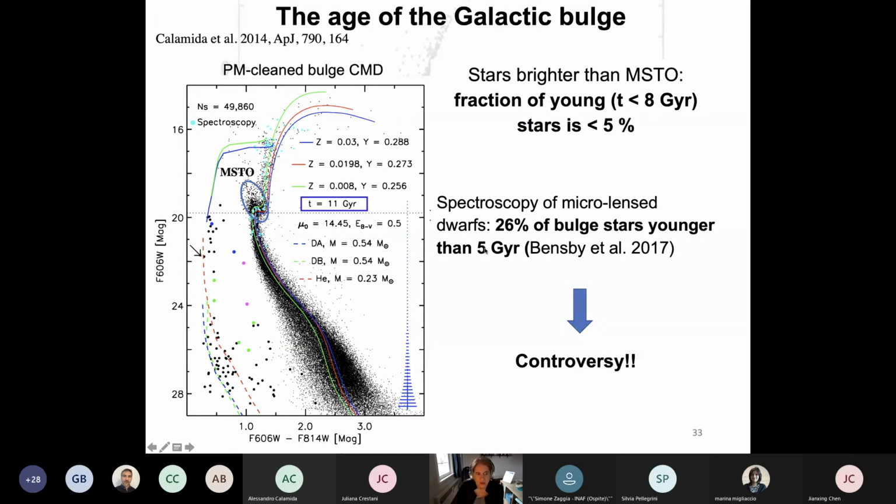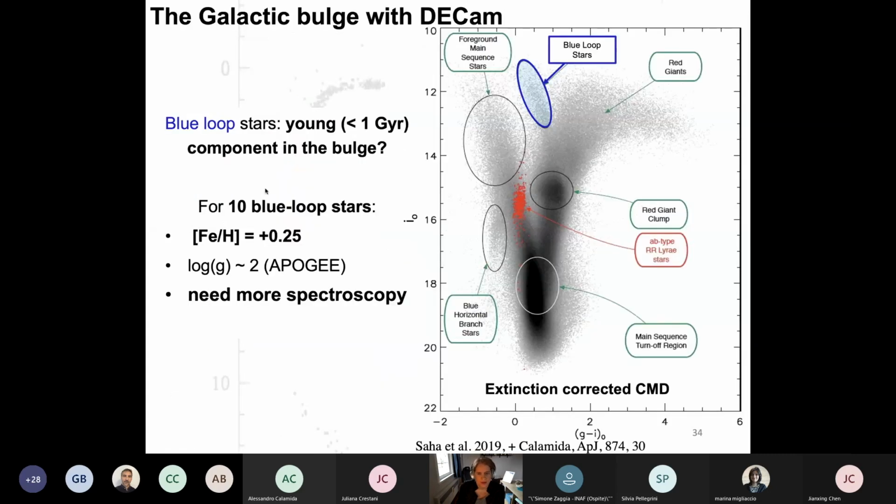So this is a huge controversy, 26% versus less than 5%. And actually, this is not resolved yet. So it will be amazing to have an HST that can observe essentially the entire bulge. And hopefully this will happen with WFIRST, which is a telescope that will be launched, hopefully, in 4 or 5 years, and it will have similar resolution to HST, but a huge field of view. And maybe we'll be able to see if, observing in other directions, there are more young stars in the bulge. But for sure here, we don't see this.